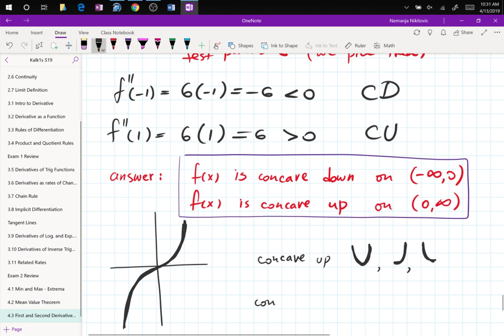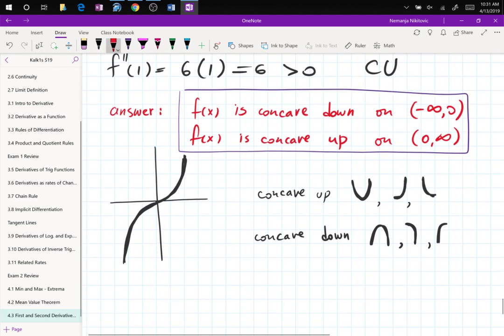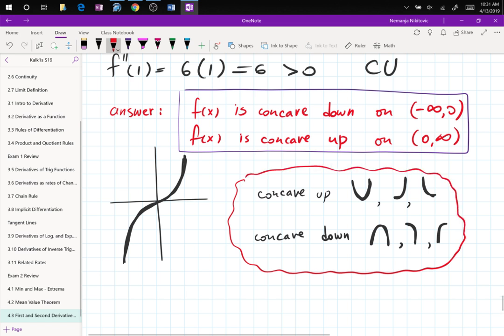And then concave down is going to be this. So these are the shapes. And you might want to box that, put it on a cloud or something to know. Let's take a look at spicier cases, right?